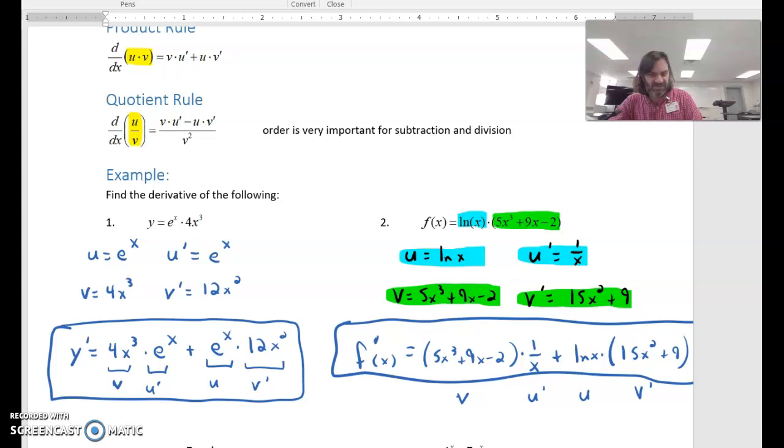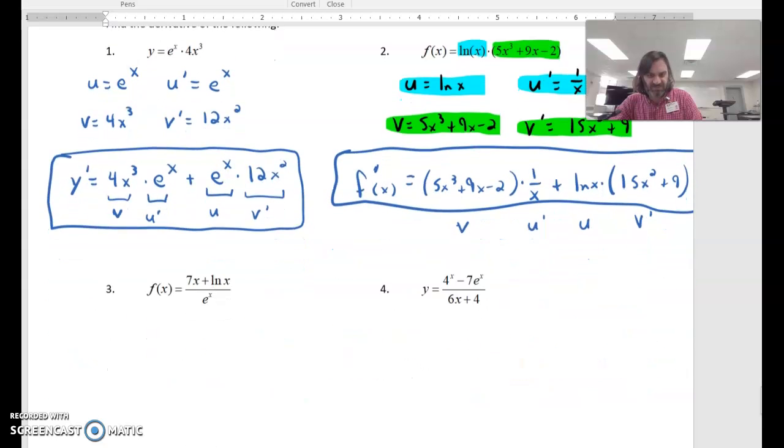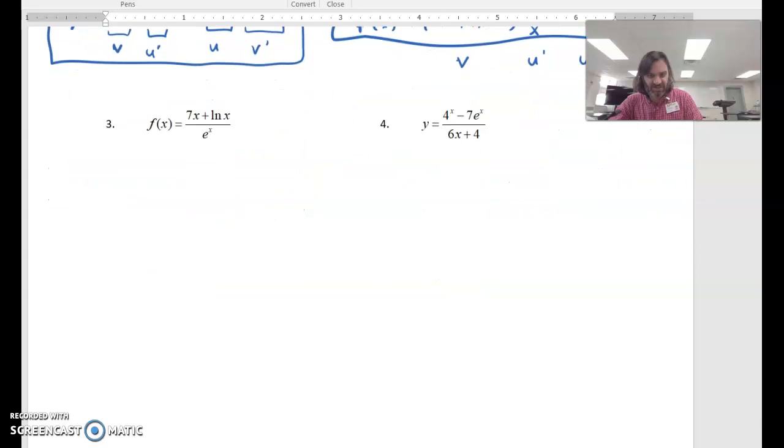So write it down, because it's going to disappear off the video when we get down here a little bit. So number 3, we have f of x equals the fraction with numerator 7x plus natural log of x. That's going to be our u. And on the bottom we have e to the x, which will be our v. So let's write those down. u equals 7x plus natural log of x, v equals e to the x.